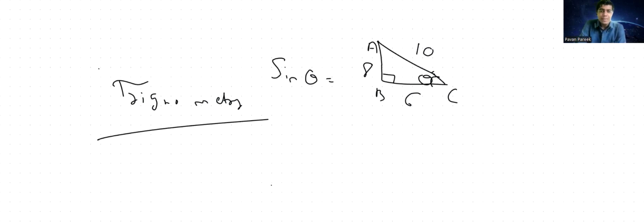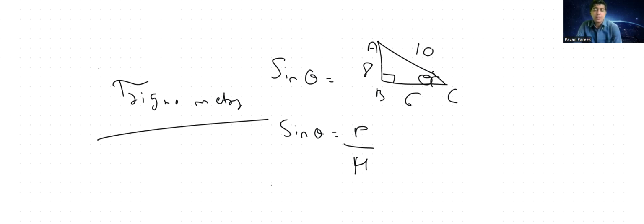When I say sine theta, it means sine theta is perpendicular upon hypotenuse. So what do you mean by perpendicular? Students, it is very simple. Just opposite of theta is the perpendicular. So here, our perpendicular is 8.